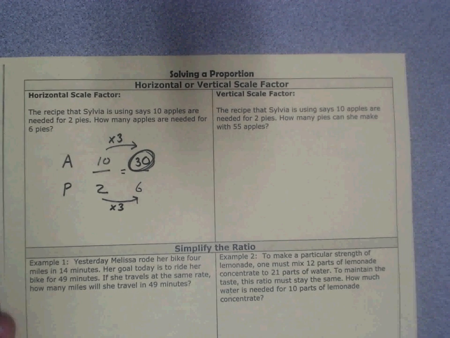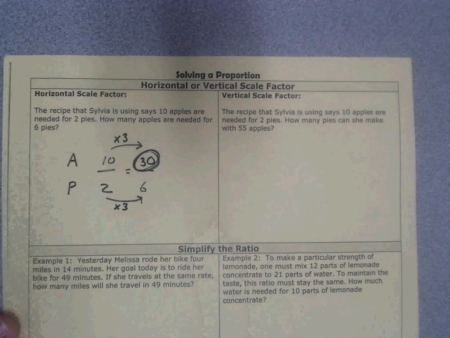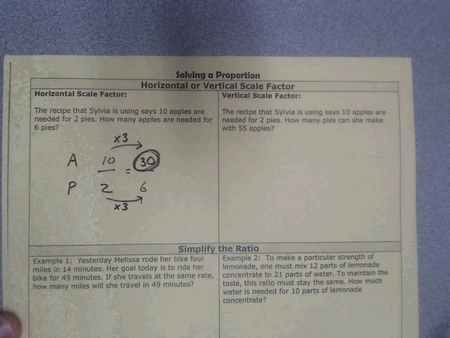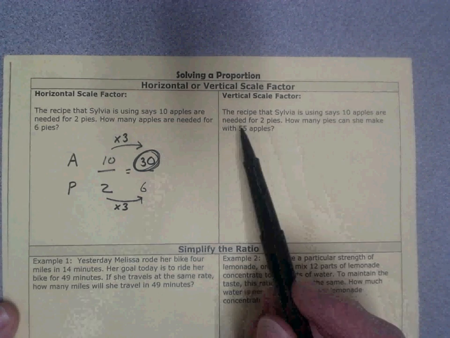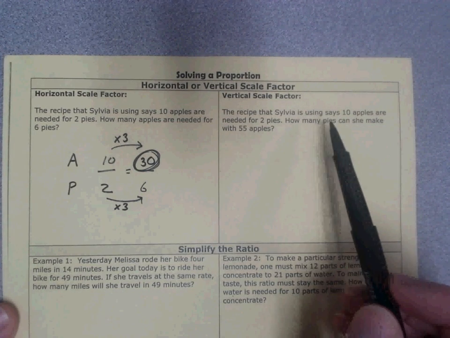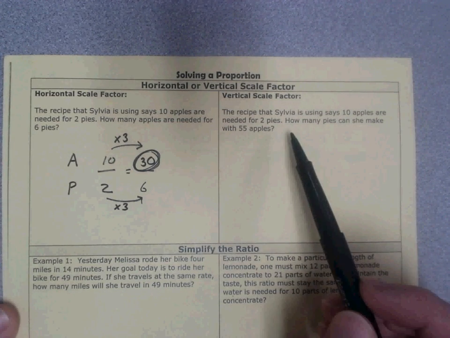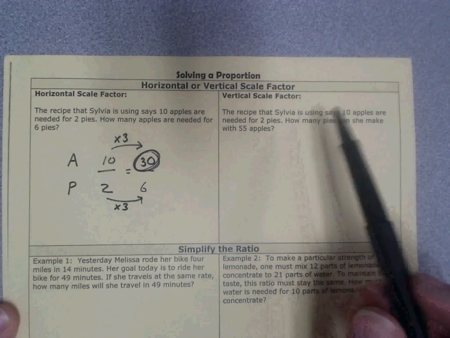In the last video, we looked at horizontal scale factors. Let's look at vertical scale factors in this one. So the recipe that Sylvia is using says that 10 apples are needed for 2 pies. How many pies can she make with 55 apples?